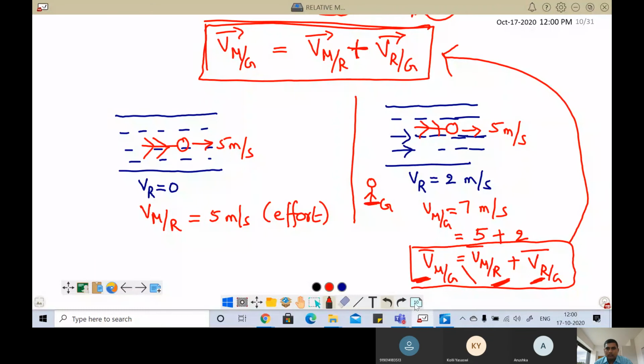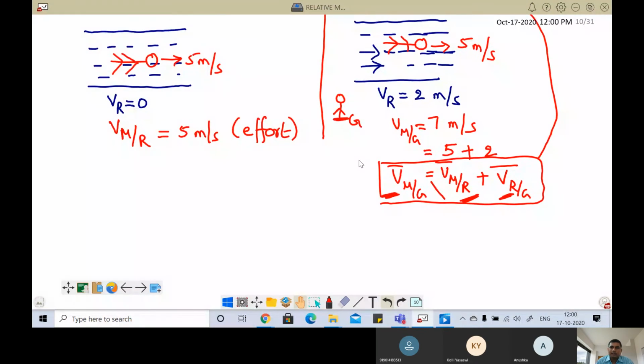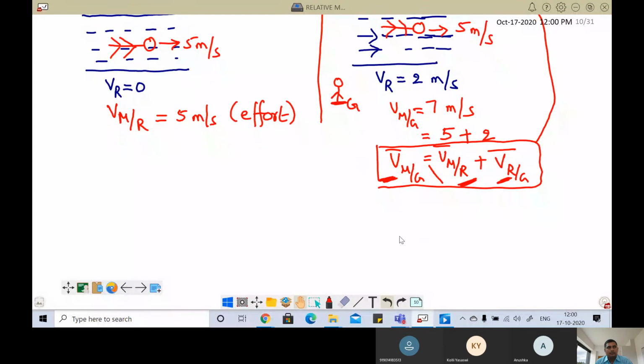Okay. So these 3 quantities, if you can understand, remaining all models also will be the same. Once you understand this one, I don't have to teach the remaining two models, aeroplane wind problems and rain umbrella problems. They are also the same equation. Velocity of, suppose, aeroplane with respect to ground is equal to velocity of aeroplane with respect to wind plus velocity of wind with respect to ground. That's all. Simple. That's why I'm emphasizing more and more here. You should understand these terms.